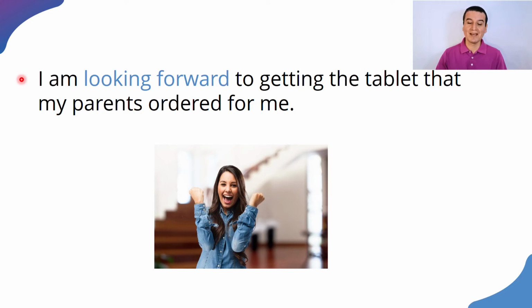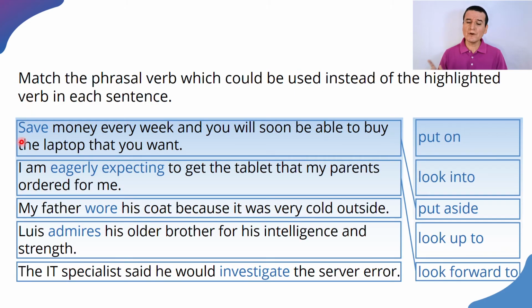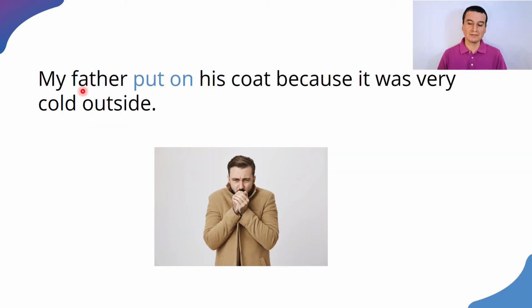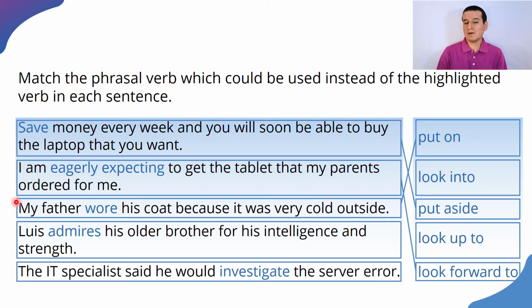All right, good. Next. My father wore his coat because it was very cold outside. Wear. What is a synonym for wear? You know this because we have used that many times. My father put on. Put on is wear. So I wore my shirt today. I put on my shirt. All right? Good. Listen to her pronunciation. My father put on his coat because it was very cold outside. Good. Thank you. Next.